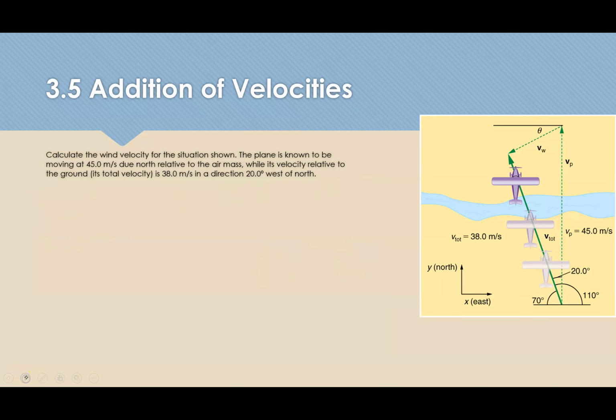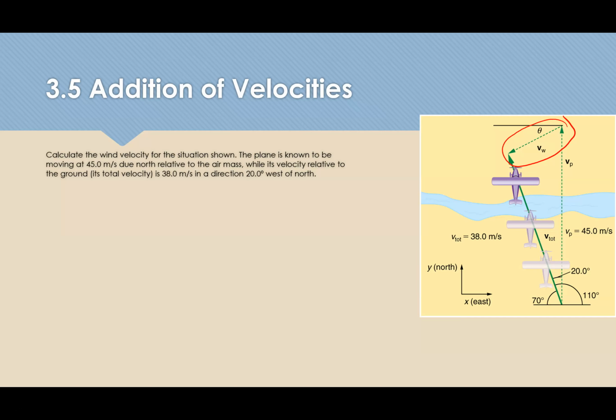All right. Next one we're going to do is the wind problem. And so for this particular problem, you'll note that we have information for V total and for VP, but we do not have any information about VW. Okay. So our goal here is going to be to figure out what VW is.